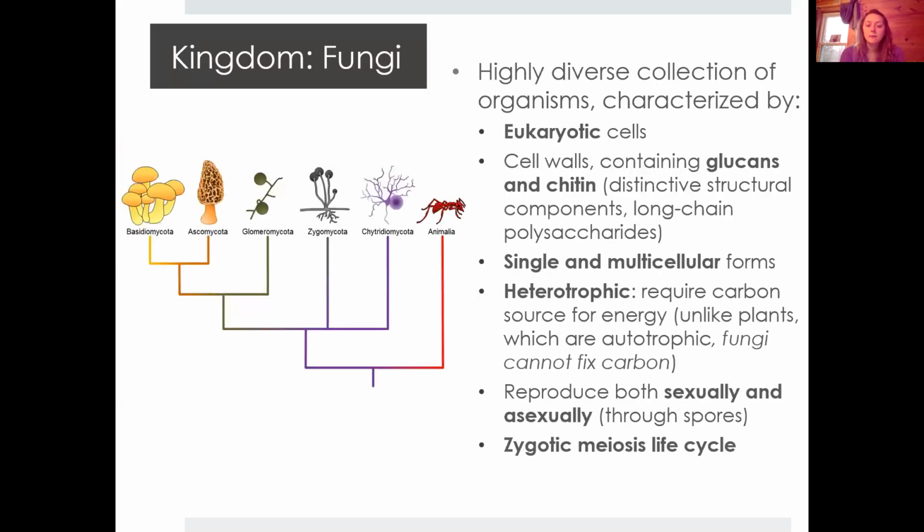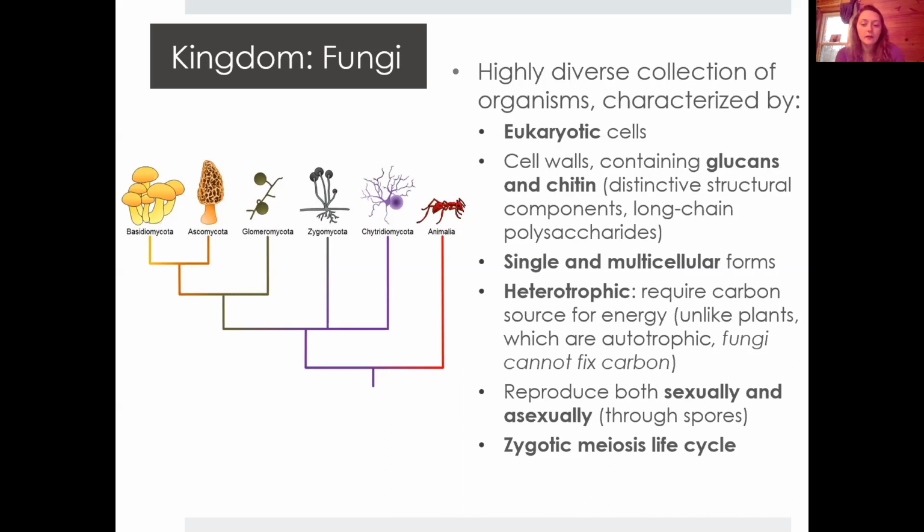All right, so the kingdom fungi is a very highly diverse, really unique kingdom of organisms. They exhibit eukaryotic cells, and they have cell walls that contain glucans and chitin. Some people say chitin, people say it differently. It's the same thing that makes invertebrate shells really tough. They're really long chain polysaccharides, so they're really hardy.